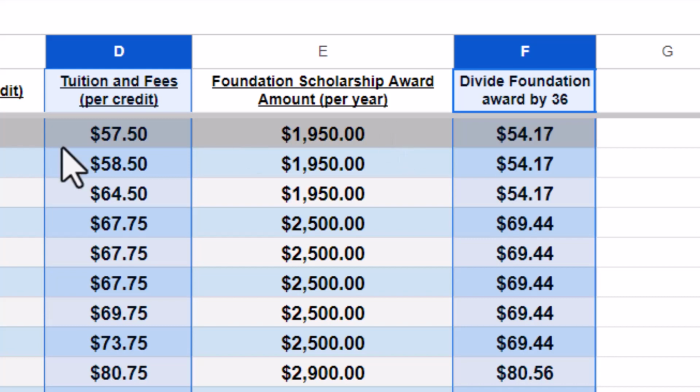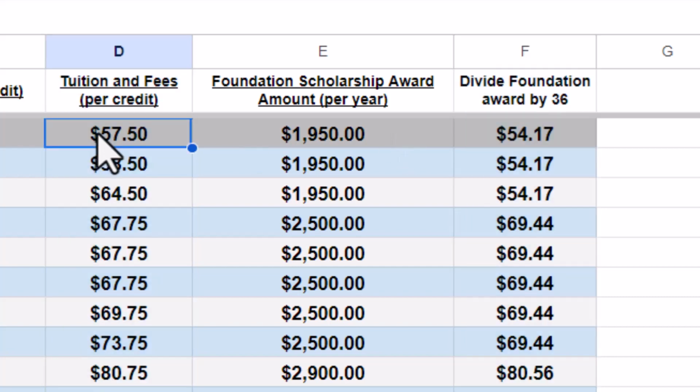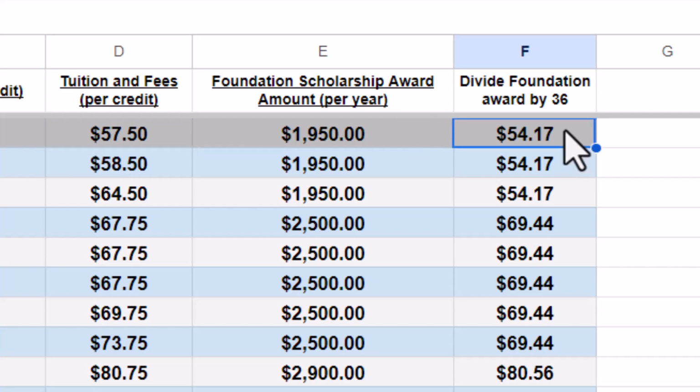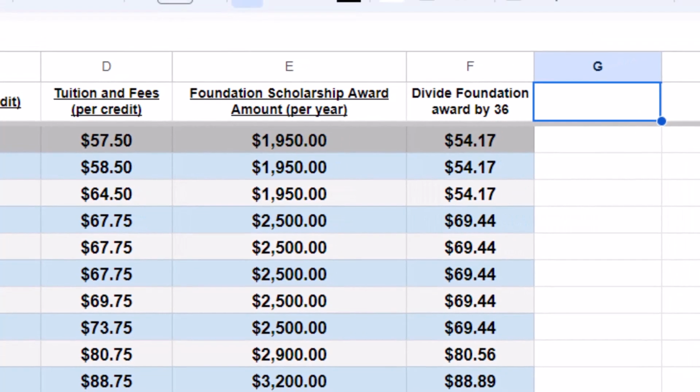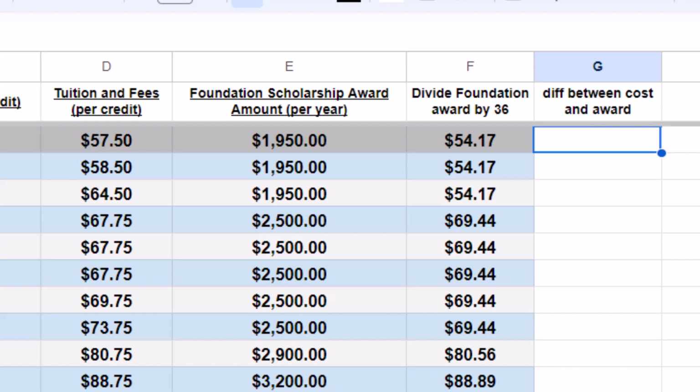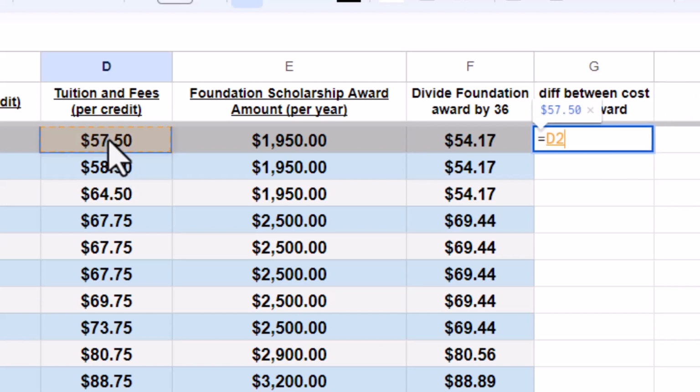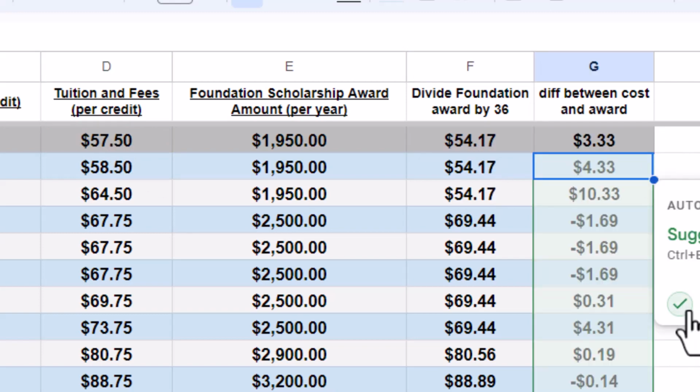So look at what it costs to go to school for tuition and fees per credit in 2003, and look at what the award is being given. You know what I'm going to do right here? I'm going to subtract them. I'm going to do the difference between cost and award. A little bit of fun here. This is kind of what we do in statistics classes when we're looking for changes. I'm going to take the actual cost and subtract the amount of the award. I'm going to copy that down.